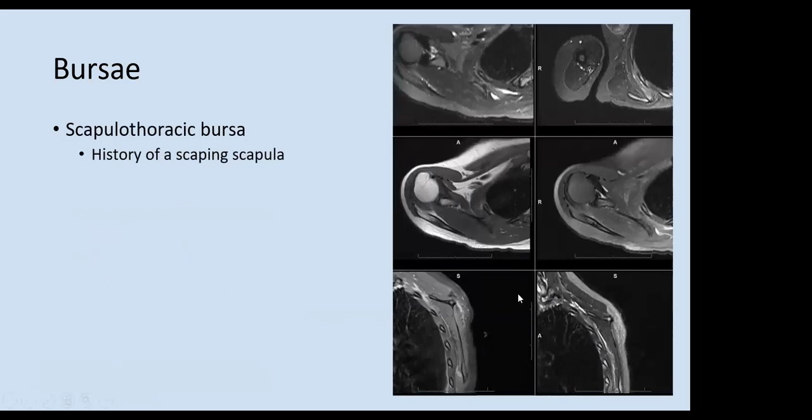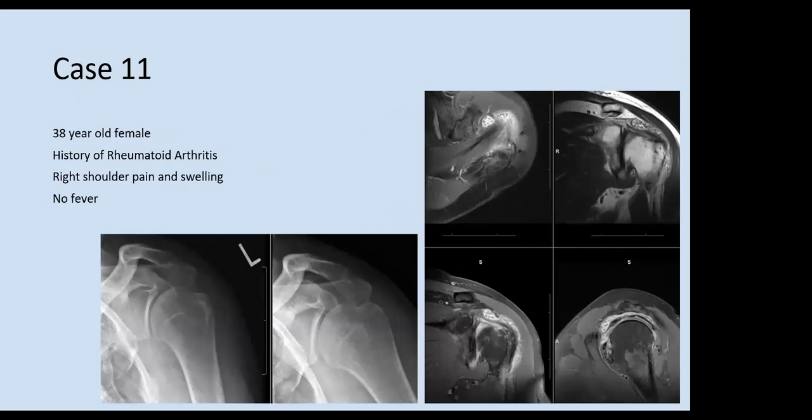Another bursa around the shoulder is the scapulothoracic bursa, which is actually this fluid here between the scapula and the chest wall. The fluid is the edema here. You can see the fluid here. So this is the scapulothoracic bursa, and these patients present with scraping scapula. So they have a unique clinical presentation. So remember this, if you see fluid in this region between the scapula and the chest wall, this is scapulothoracic bursitis. Another case, we have a 38-year-old female patient, history of rheumatoid arthritis, right shoulder pain and swelling, no fever.